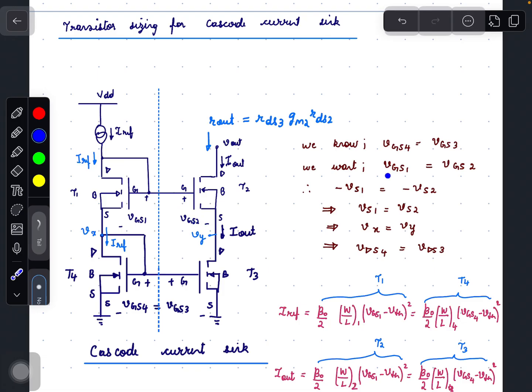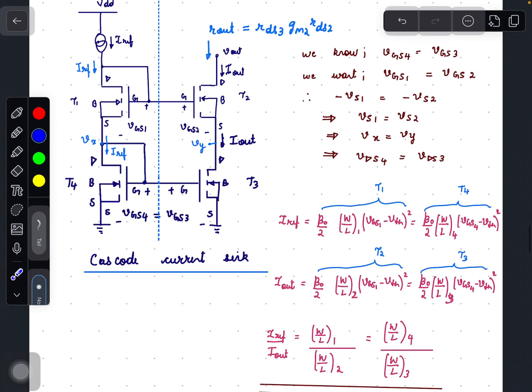So we want VGS1 equal to VGS2. Since the gates are common, the gates get cancelled, so minus VS1 should be equal to minus VS2, which implies VS1 should be equal to VS2. Here I've considered VS1 as Vx and VS2 as Vy, which implies Vx should be equal to Vy. Vx is nothing but the drain to source of T4 and Vy is nothing but the drain to source of T3. So VDS4 should be equal to VDS3.